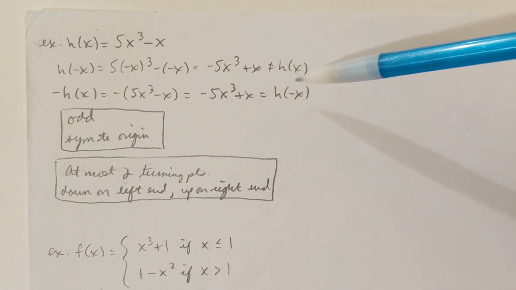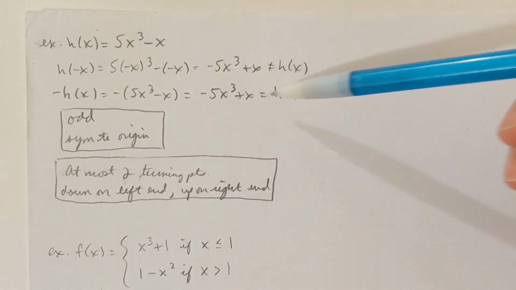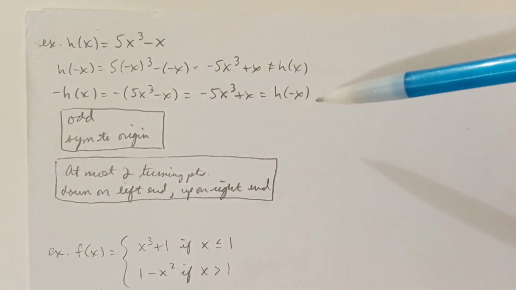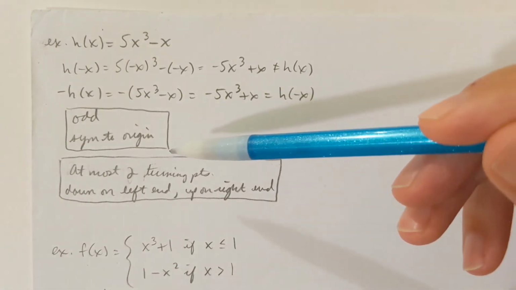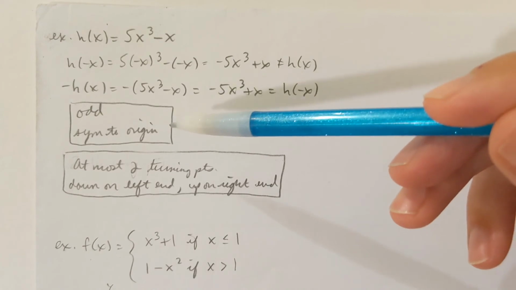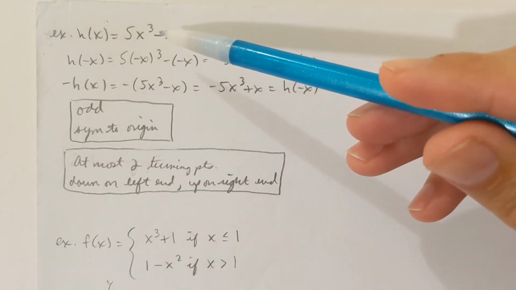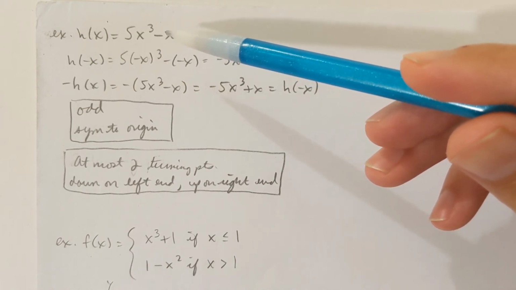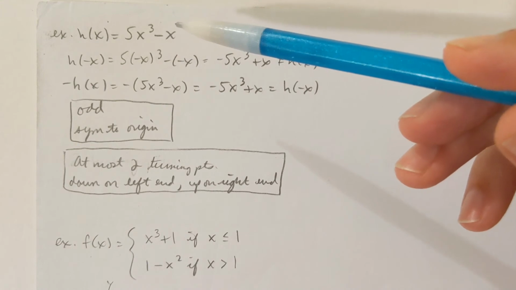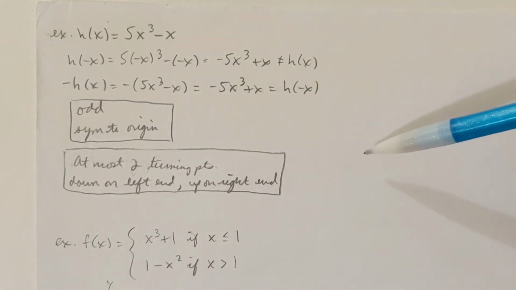So h of negative x is the same as negative h of x, and that indicates an odd function. An odd function is always symmetric to the origin. And at most there'd be two turns, since I've got a degree 3 polynomial. And there'd be a positive number in front of the degree 3 term. So you're going to open down on the left and up on the right.